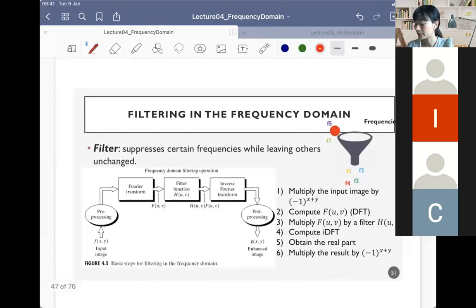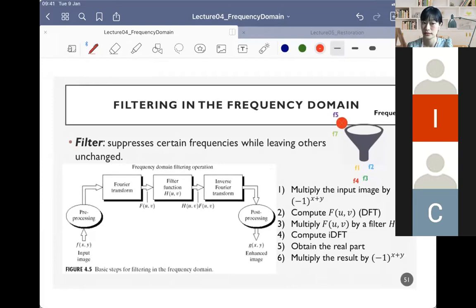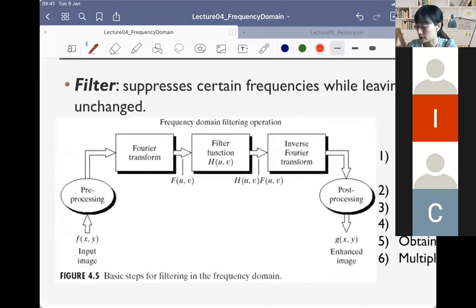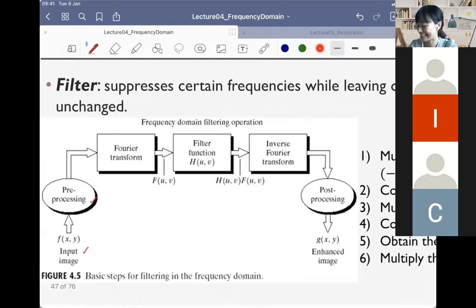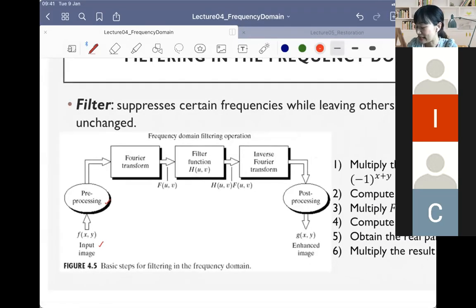So here is the process for filtering. You start with the original image. You might want to do some pre-processing, but you might not have to. But then we want to do some filtering. We will pass it through the Fourier transform to get F(u,v).